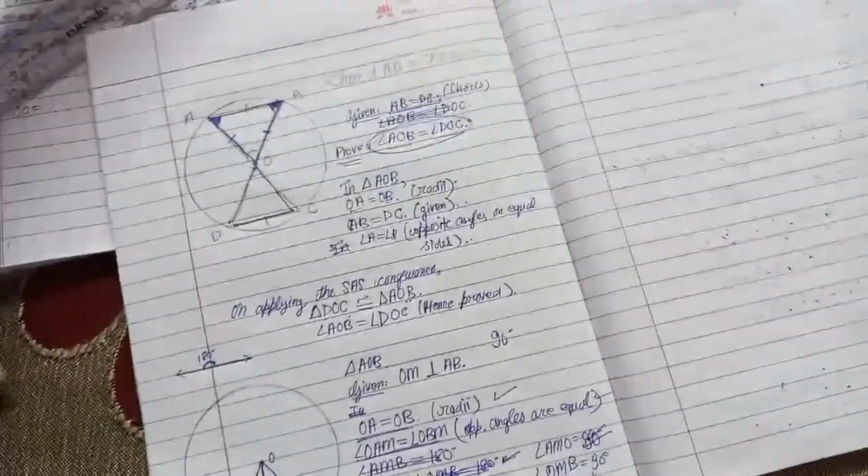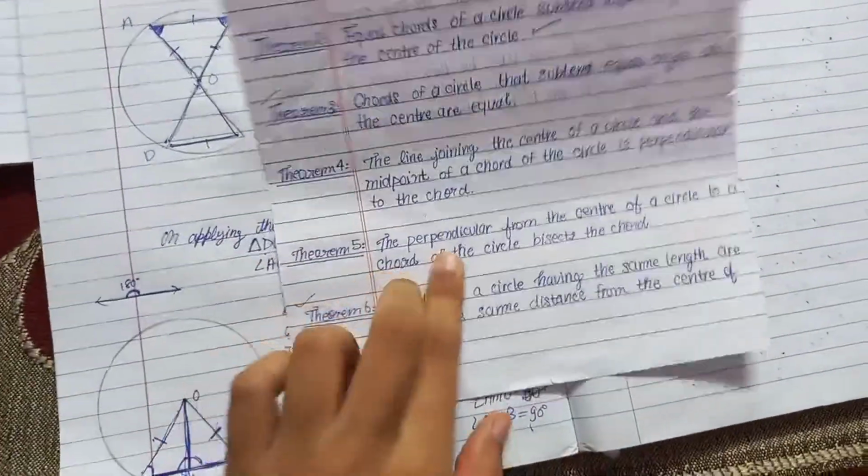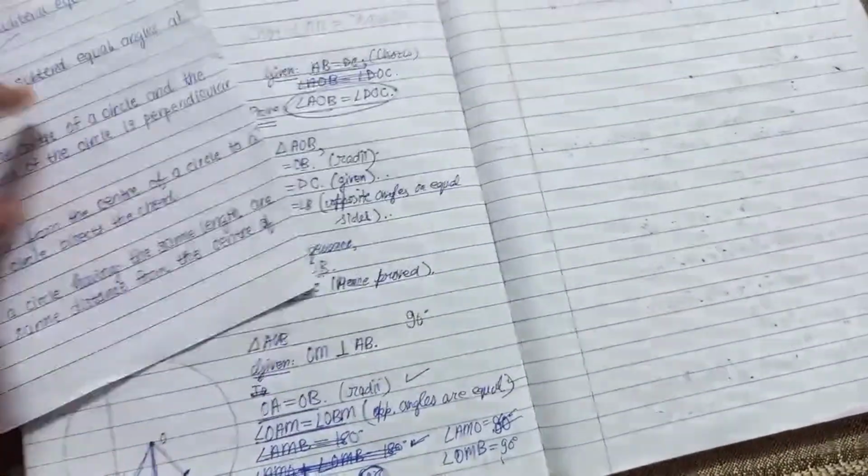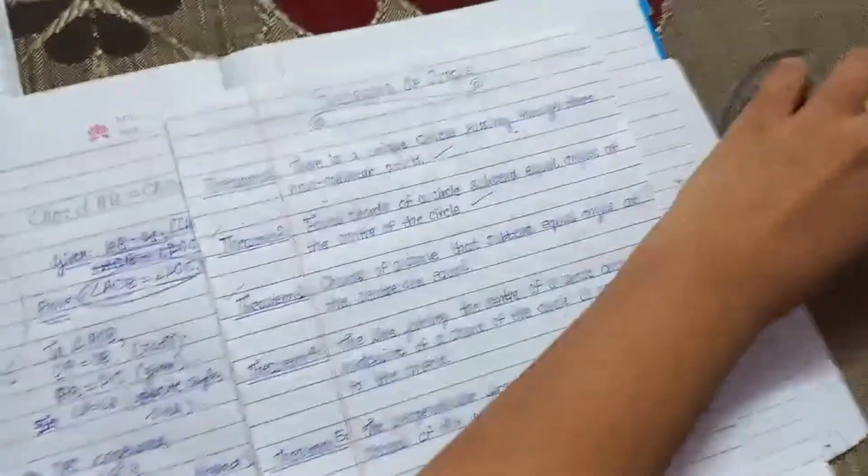So now we have another theorem. The perpendicular from the center of a circle to a chord of the circle bisects the chord. See friends, it's the same procedure. It's the same procedure here, nothing is different.